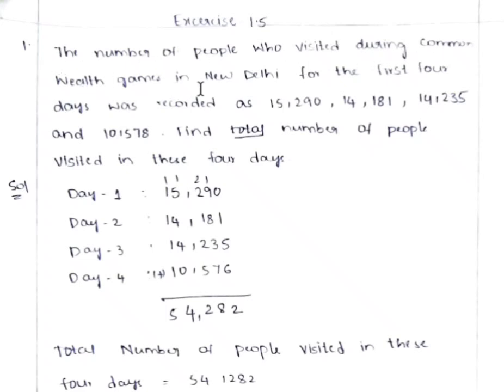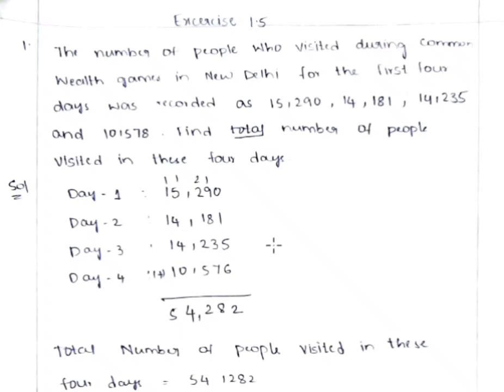The next exercise is 1.5 and the question is: the number of people who visited during Commonwealth Games in New Delhi for the first 4 days was recorded as 15,290, 14,181, 14,235 and 10,578. Find the total number of people who visited in these 4 days.